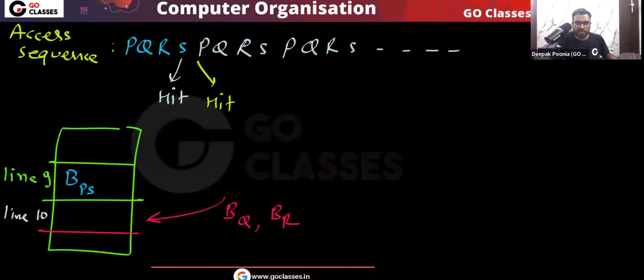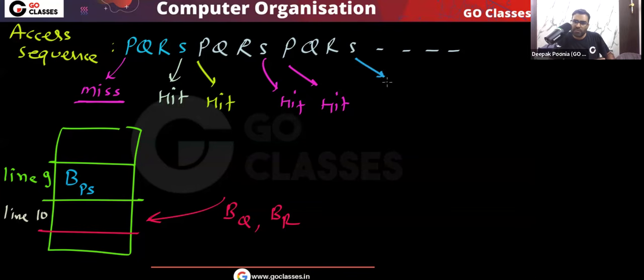Do you agree with me that no one is going to disturb the block containing P comma S? No one will disturb P comma S. Yes or no? P comma S will be a hit, here also a hit. Only the first time this P is a miss. After that, no one is going to disturb P comma S, so P comma S will be a hit after the first miss on P.